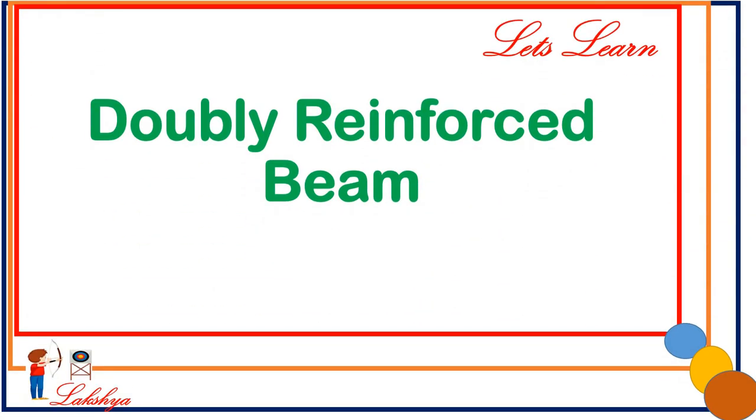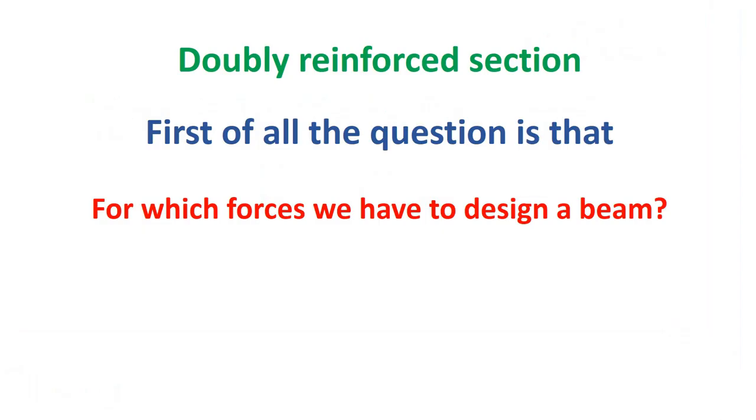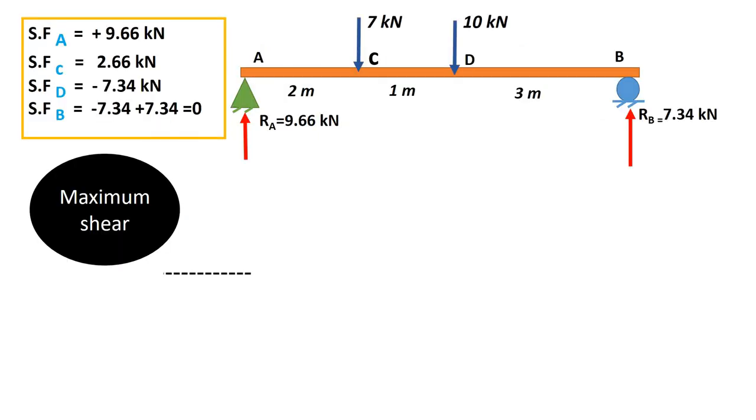Dear students, let us see how to determine the moment of resistance of a doubly reinforced beam. For the doubly reinforced section, or for any particular section, why do we have to design a beam? For which forces are we going to design a beam? We are designing a beam for maximum shear and maximum bending moment, right?